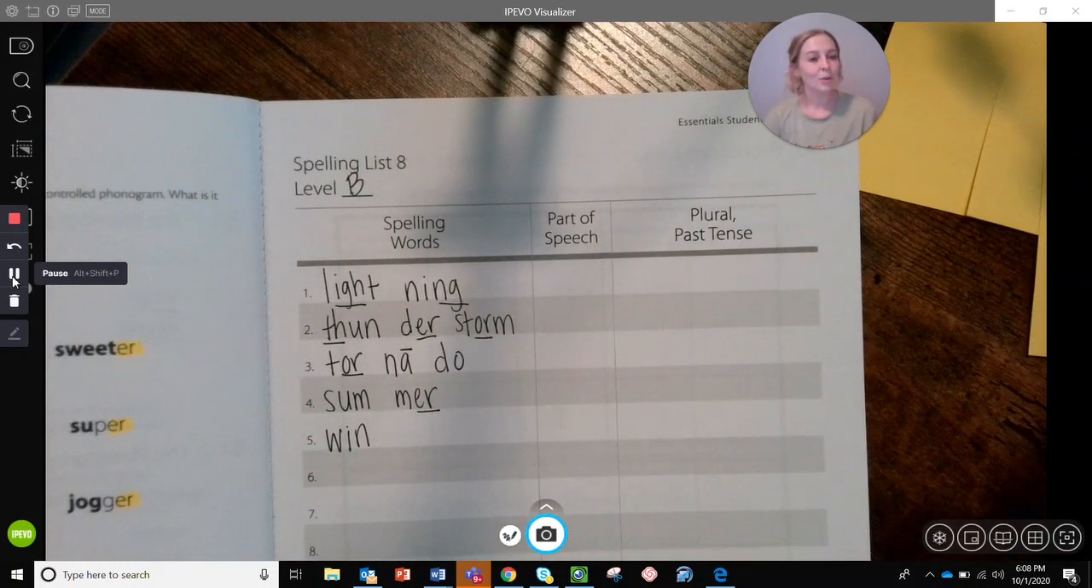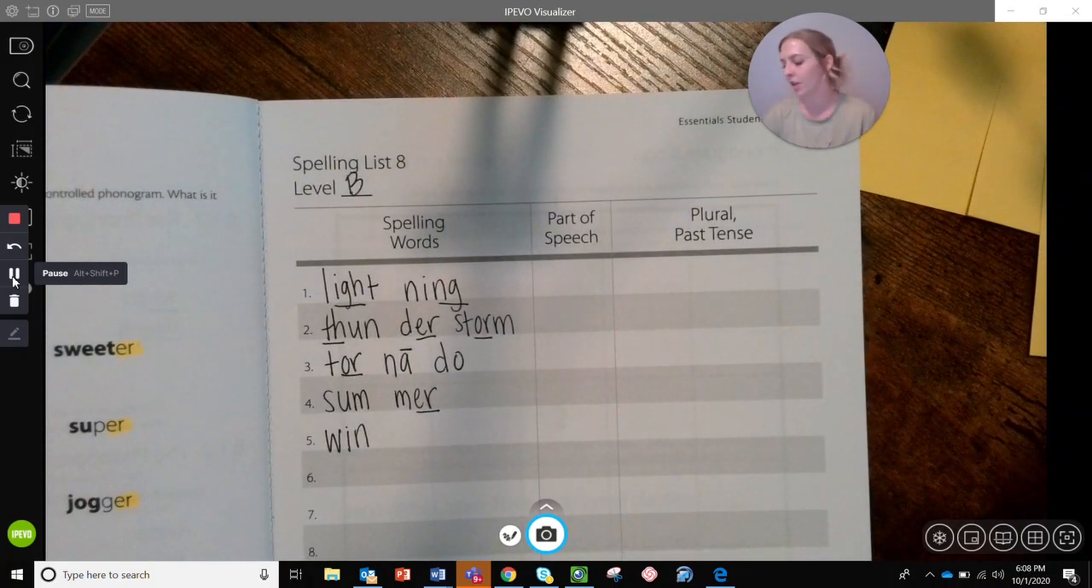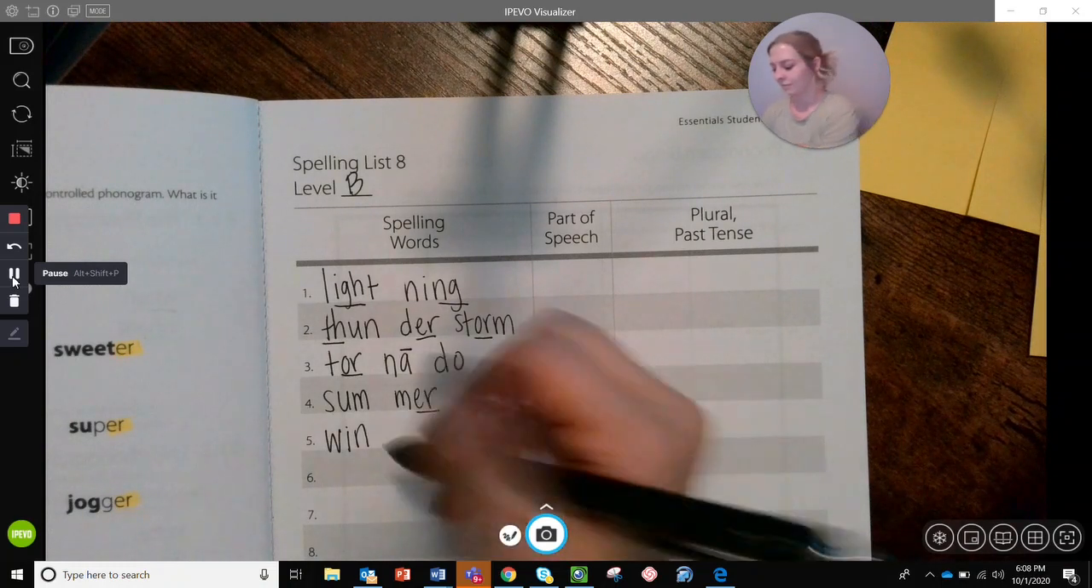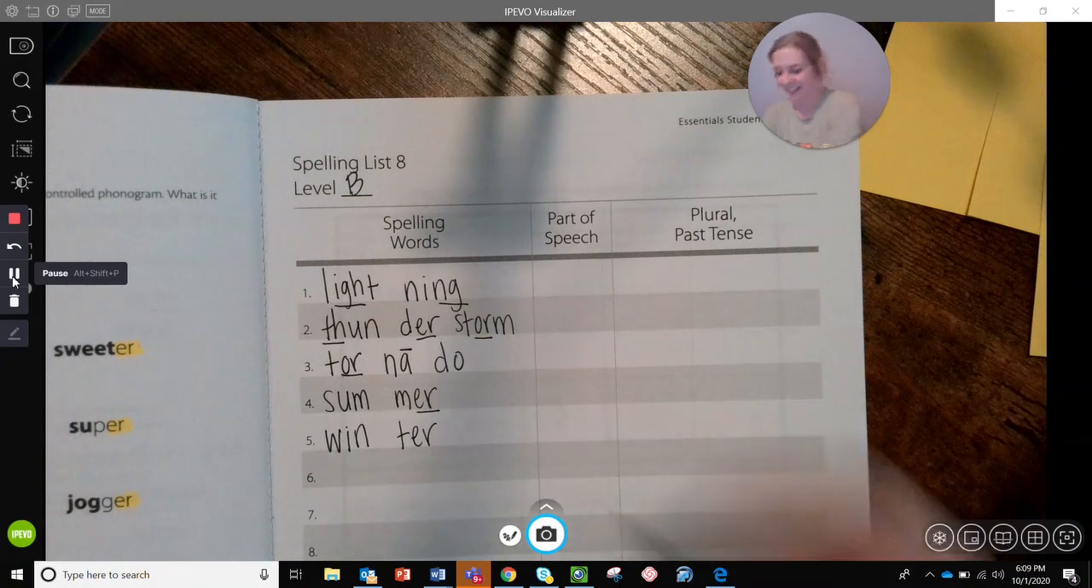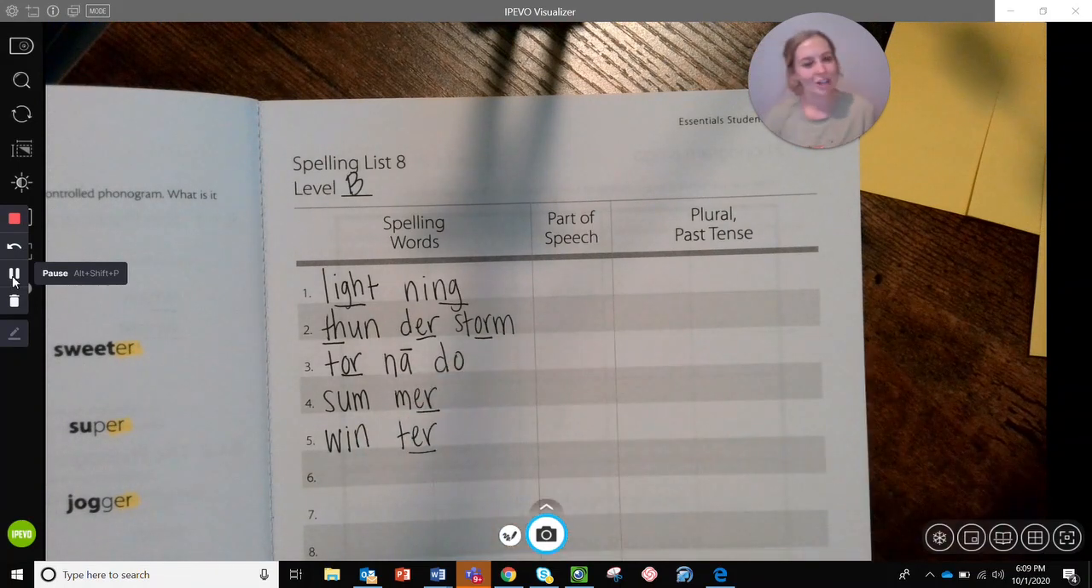And the second syllable, winter. Good job. Of her. Underline our phonogram. Good job. Number 6, fall. Another favorite of mine. Fall is another name for autumn.